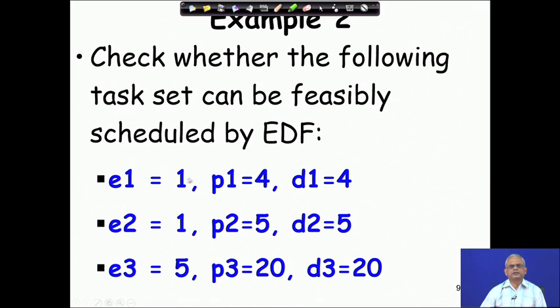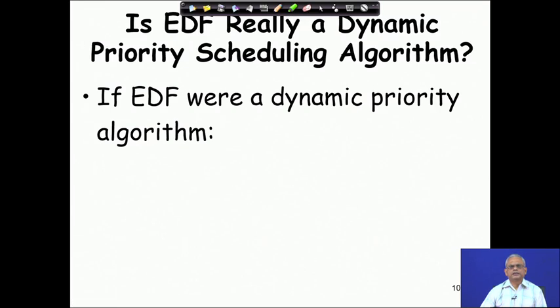Now, we want to check whether this is EDF schedulable. So, we need to use the expression that we have, sigma e_i/p_i is less than or equal to 1. The utilization due to T1 is 1 by 4, utilization due to T2 is 1 by 5, and utilization due to T3 is 5 by 20, which is 1 by 4. So, we can sum that up and check whether this is schedulable or not.